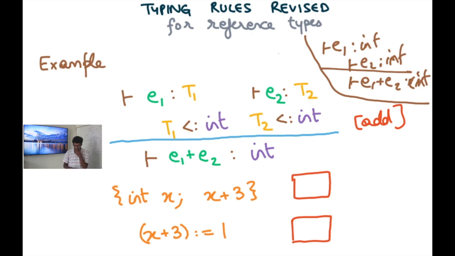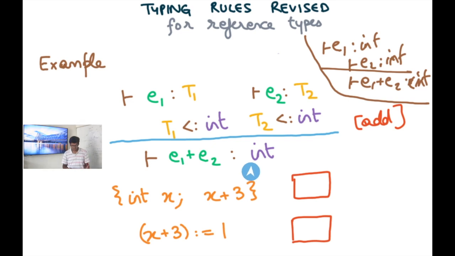But now the revised addition rule would just generalize this to accommodate the subtyping relation for the reference type. It says if it is true that E1 is of type T1 and E2 is of type T2, and T1 is a subtype of int, so T1 could either be int or a subtype of int, recall that int reference is a subtype of int, and T2 is a subtype of int, then it is true that E1 plus E2 is of type int.